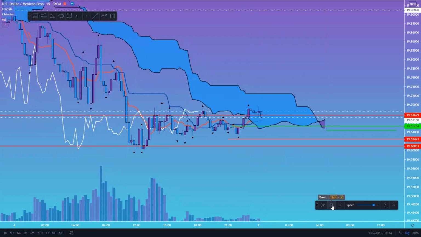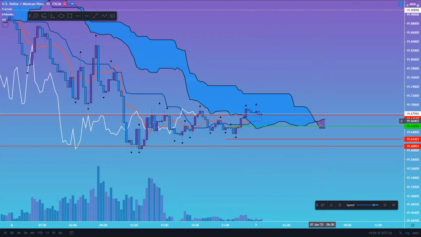We see that it broke. Now we have something positive happen. We have a what here? Bullish. Yeah, what's that? Kumo twist. Yes, perfect. So we have a bullish Kumo twist. Price is bouncing off the Tenkan and the Kijun, so we should be looking to go higher.